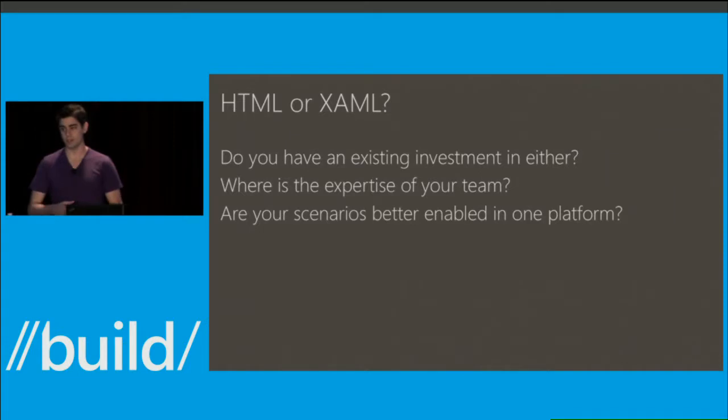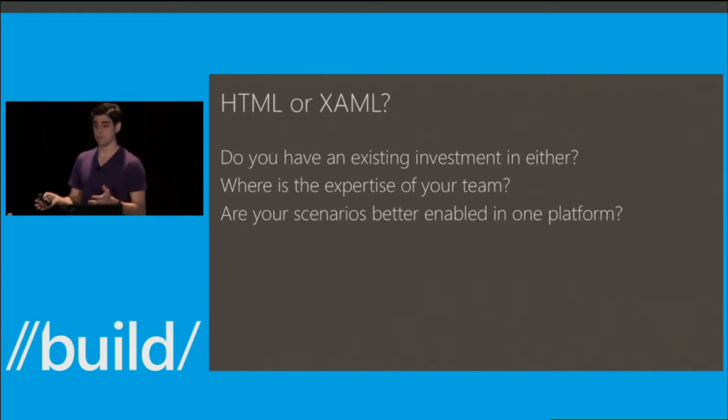One of it was, do you have an existing investment in either of these? So for the Mail apps we've built in the past, they've all been common control. They were all Win32 code or custom frameworks we've built on Win32, and none of those really worked in modern. So we didn't have any existing investment. That could be different for you. You may have a Windows Phone app where you've already invested in XAML. You may have a website where you've already invested a lot in HTML. And if you have, those are really powerful reasons to stick with one of those technologies.